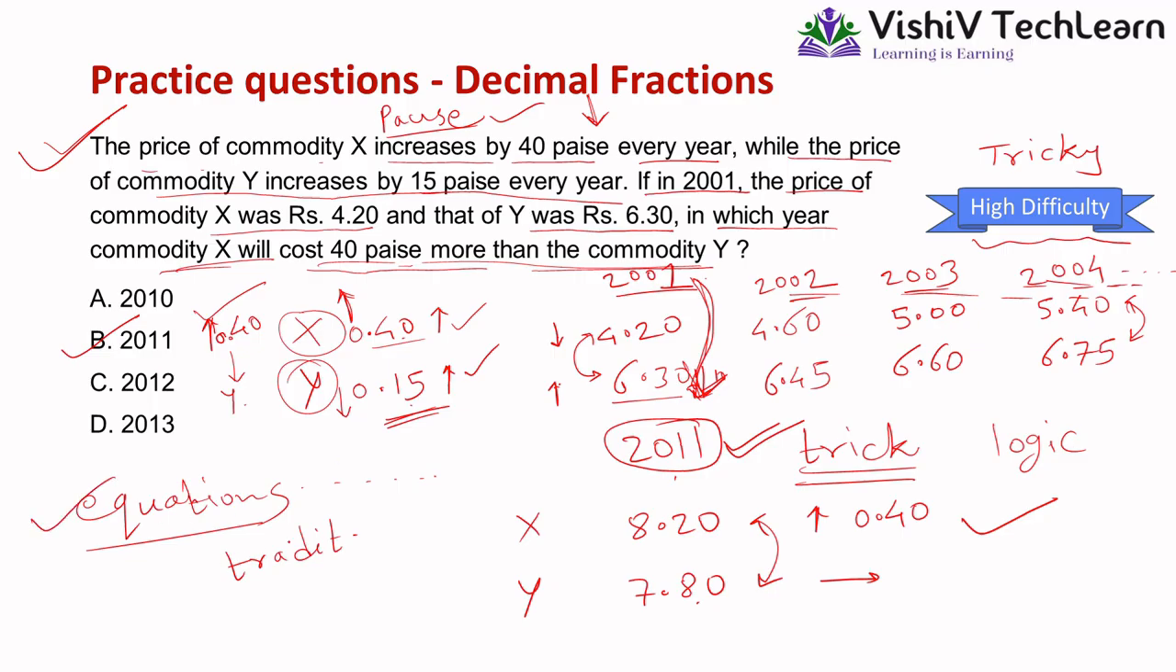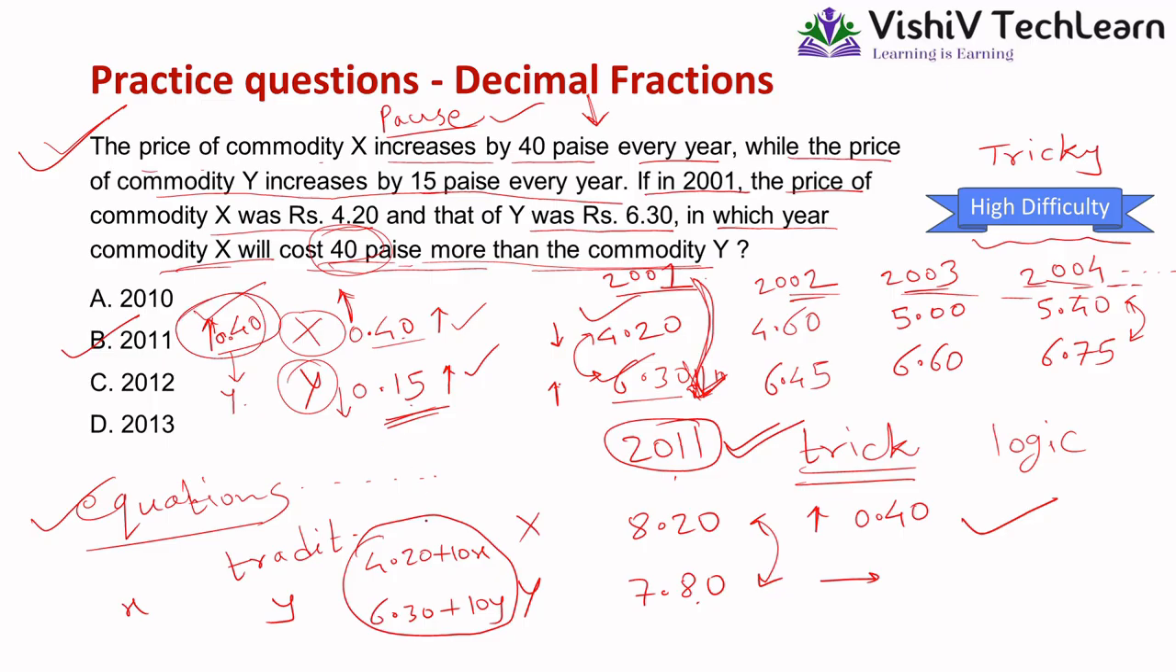You can try forming the equations and solving them to get the answer. Forming the equations, we can assume that commodity X will cost x per year and commodity Y will cost y per year, and we are doing it for 10 years. The original prices are 4.20 and 6.30, and after 10 years commodity X will be 4.20 plus 10x, and commodity Y will be 6.30 plus 10y, and the difference between these two should be 0.40, 40 paise. So this is how you can form the equations.